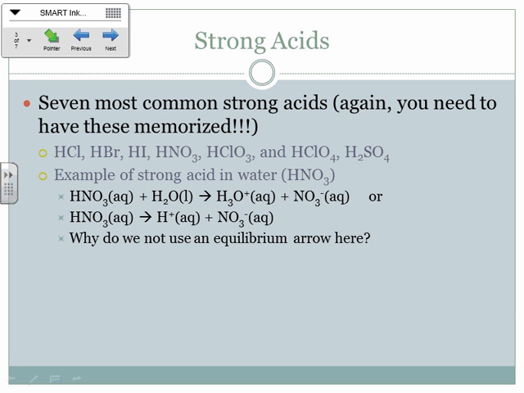Strong acids do not undissociate, I guess is the best word I could think of, okay? They dissociate completely, they split apart, but they do not come back together, right?